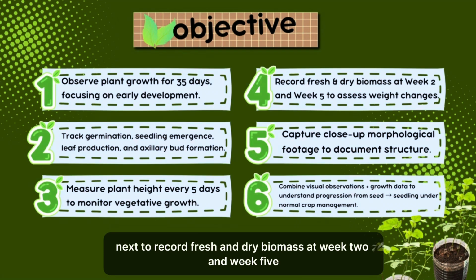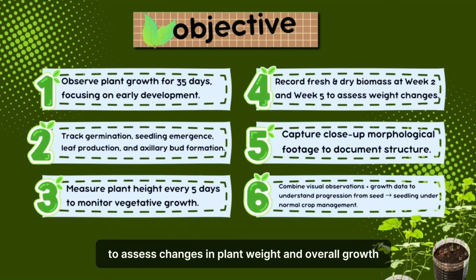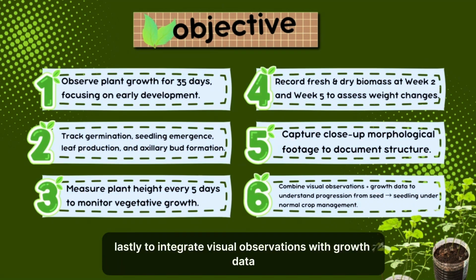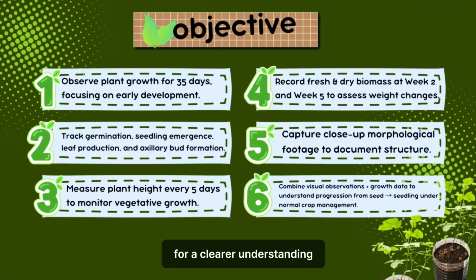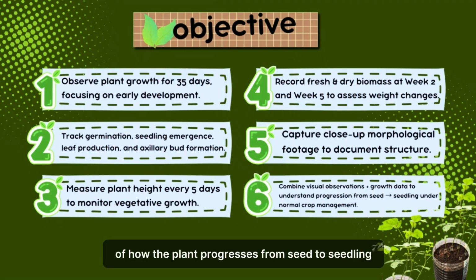Next, to record fresh and dry biomass at week 2 and week 5 to assess changes in plant weight and overall growth, and to capture close-up morphological footage to visually document structural development. Lastly, to integrate visual observations with growth data for a clearer understanding of how the plant progresses from seed to seedling under standard crop management conditions.